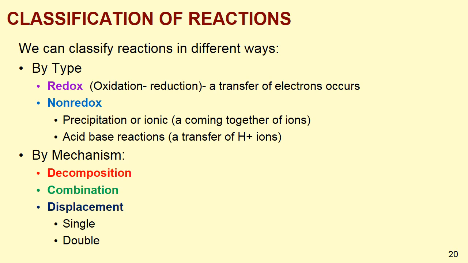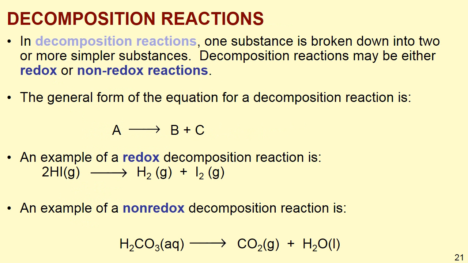Another way that you can classify reactions is by the mechanism type, so what's actually happening during the reaction. There are three basic ones: decomposition, combination, and displacement, which you can sometimes also hear called replacement. And displacement has two types, either single or double. Alright, so let's start with decomposition reactions.